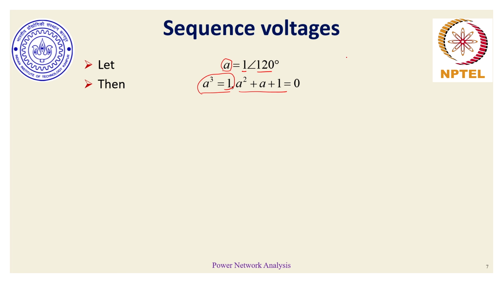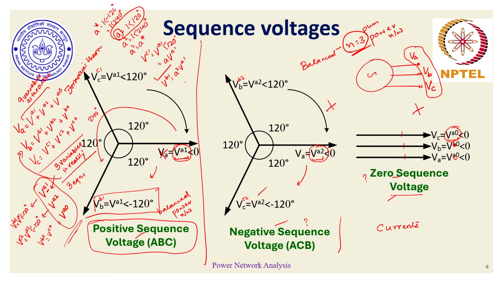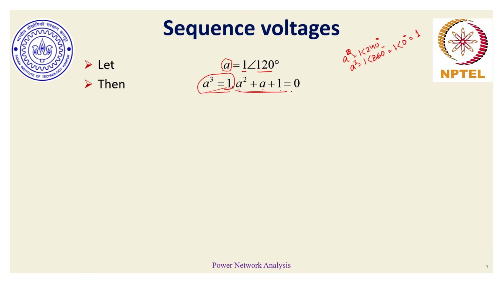It can be easily seen why a satisfies this. If a is 1 at an angle 120 degrees, a square, as I mentioned, is 1 at an angle 240 degrees. a cube would be 1 at an angle 360 degrees, which is equivalent to 0 degrees, the same as 1, and that's why a cube is equal to 1. And a square plus a plus 1 is equal to 0. That is observable through the positive sequence or negative sequence diagrams. If I associate this as 1 at an angle 0, then on this side I have a, and on this side I have a square. The sum of these three phasors, the resultant, is always going to be 0, and that's why this equation is valid.